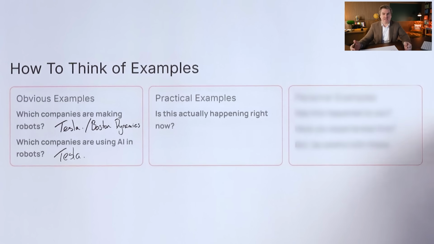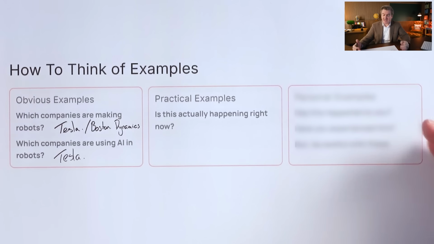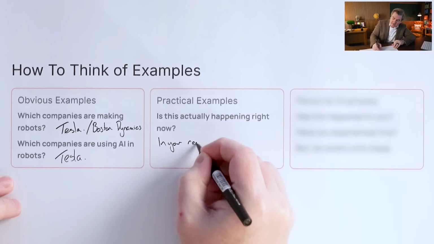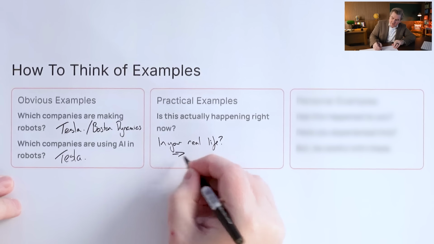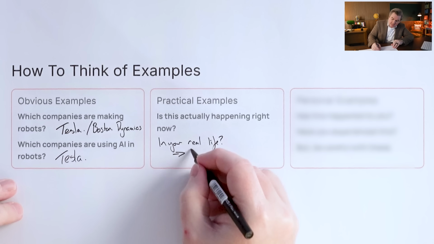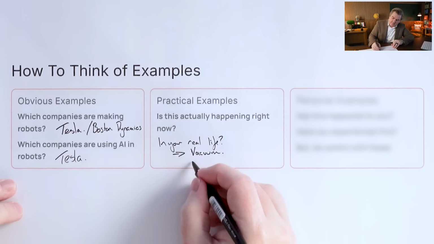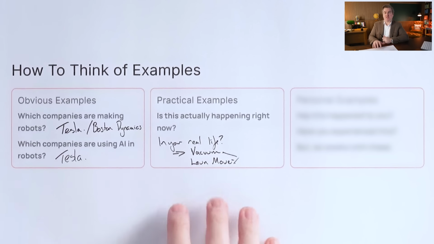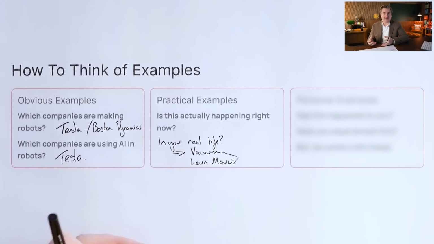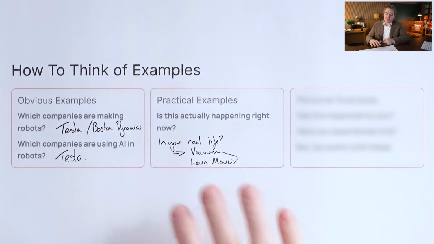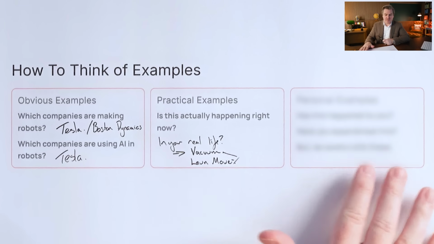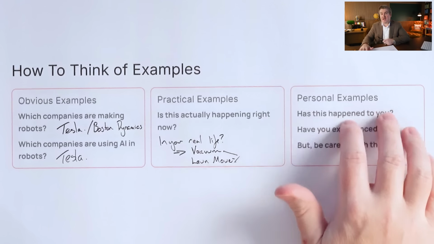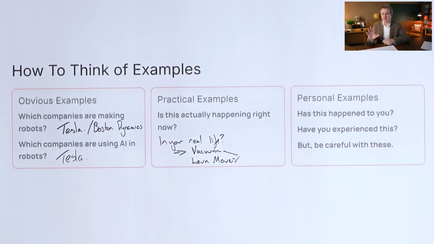And then practical examples from your own life. Is this actually happening right now or in your real life? Well, I actually have one that is a vacuum, and I have one that is a lawnmower. I could use those. So this is just experience from your everyday life. Do you know that this is happening? But be very careful with the next one, which is personal examples. So has this actually happened to you? If it has, you can use that, but you need to be careful with them.